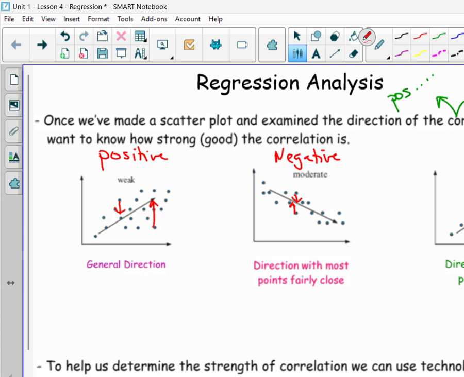And the last one, again, is positive. It's going up to the right. The dots are really close to that line. In fact, a lot of dots are on that line. So we call this a strong correlation.